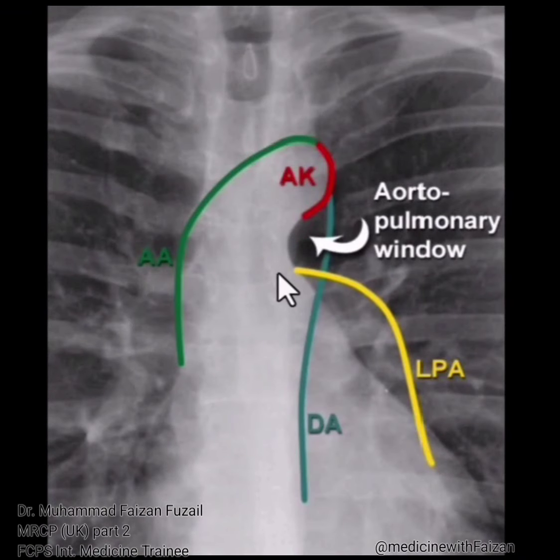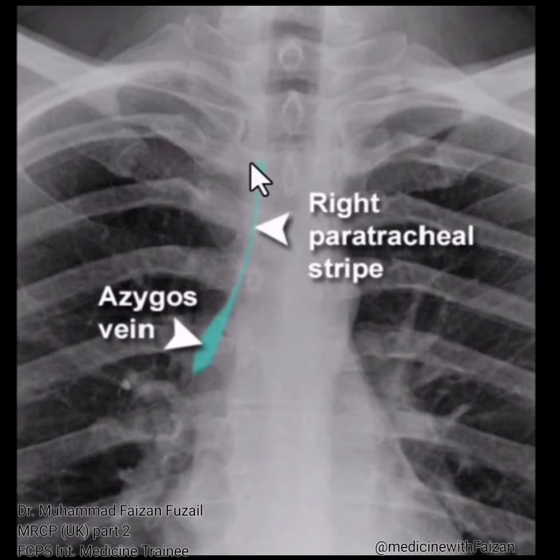The aortopulmonary window is located between the aortic knuckle and the left pulmonary artery. It is a space where abnormal enlargement of mediastinal lymph nodes can be seen on a chest x-ray. From the level of the clavicles to the azygos vein, the right edge of the trachea is seen as a thin white line or stripe.